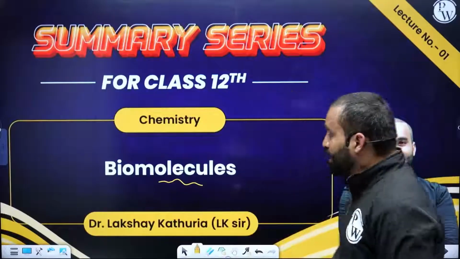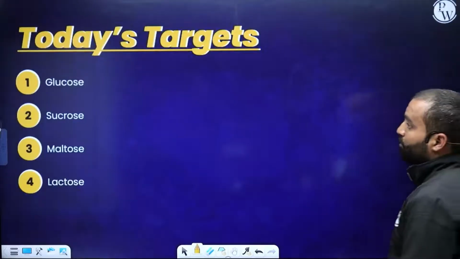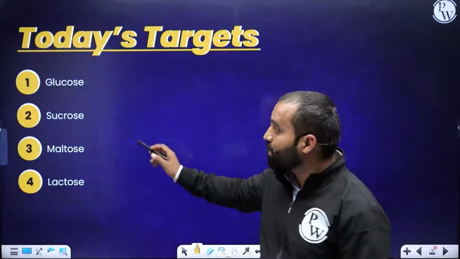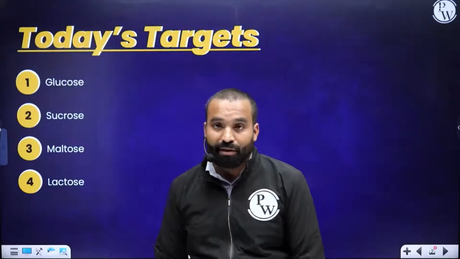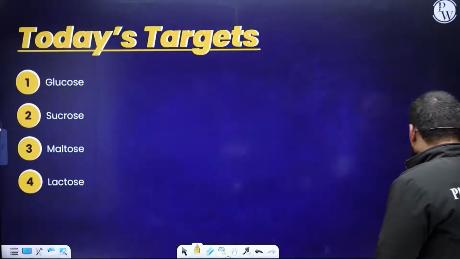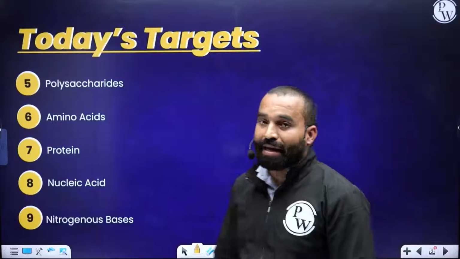So let us begin, everybody. What are we going to discuss? We will be discussing many polysaccharides and monosaccharides, starting from glucose, sucrose, maltose and lactose. Then we'll be discussing amino acids. We also will be discussing nucleic acids, protein and nitrogenous bases.